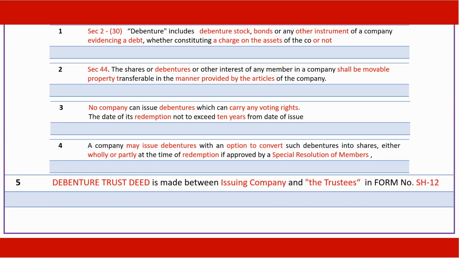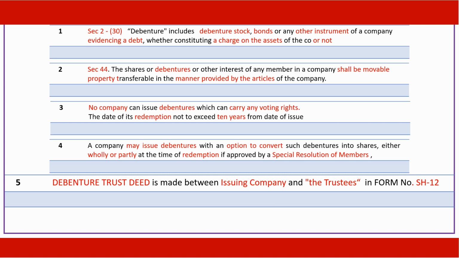Voting rights are for equity shareholders only. The date of redemption not to exceed 10 years, and a company may issue convertible debentures also, which can be converted either wholly or partly, but such issue has to be approved by a special resolution of members.